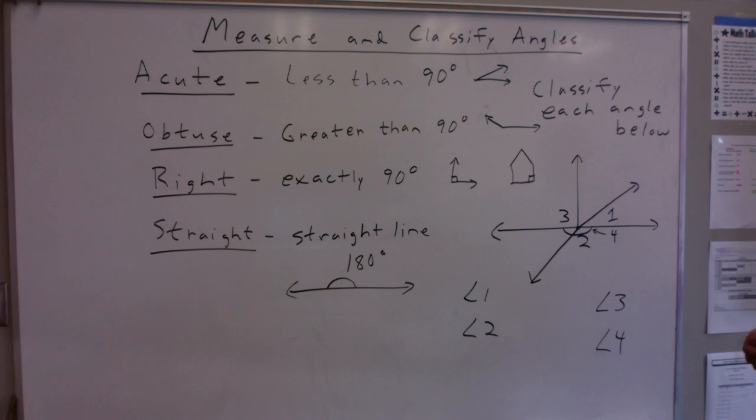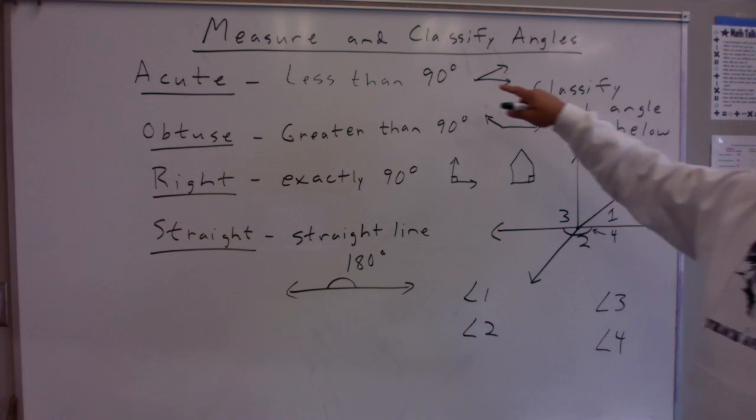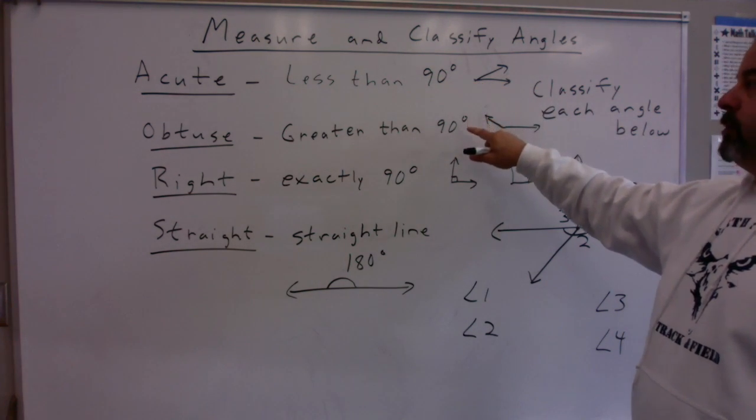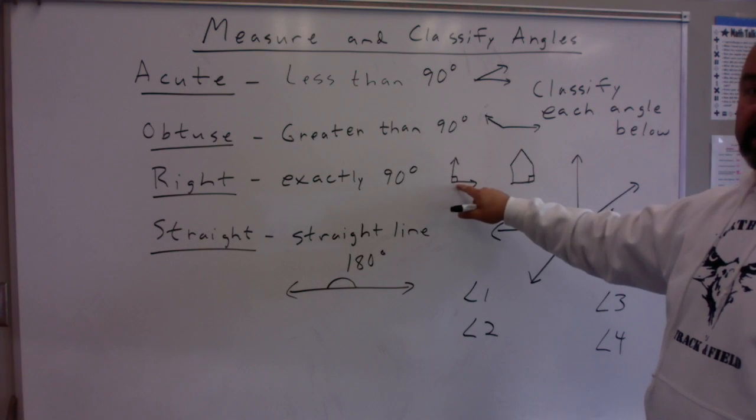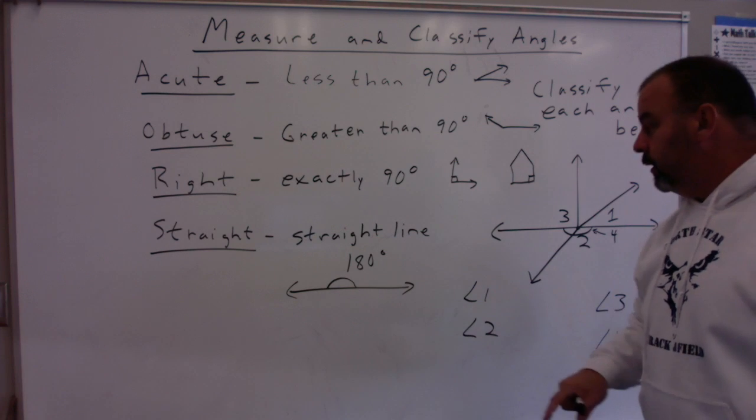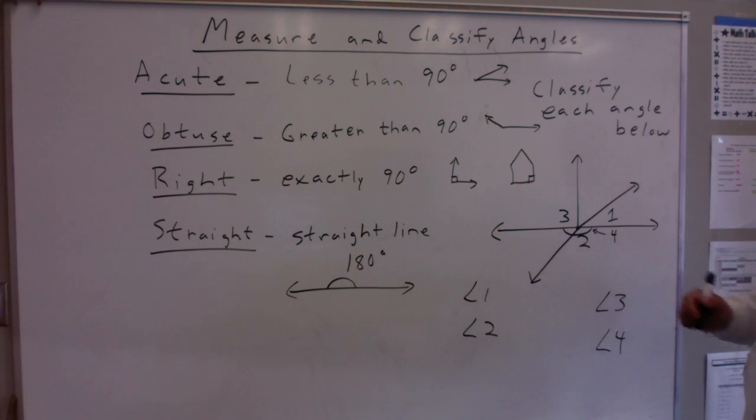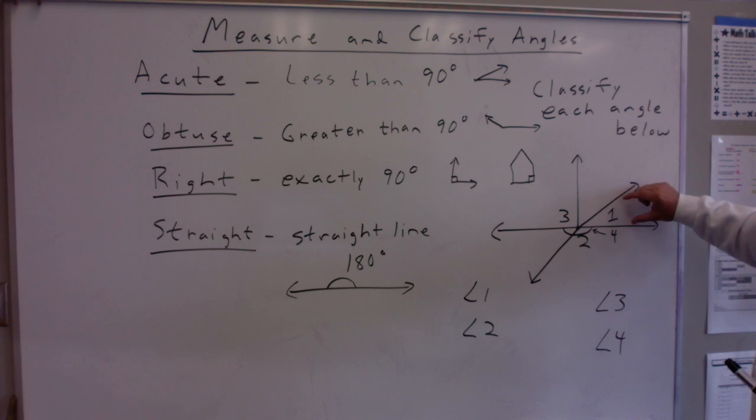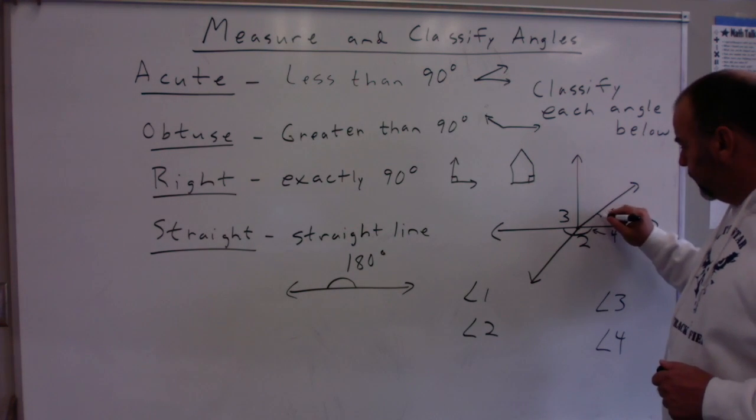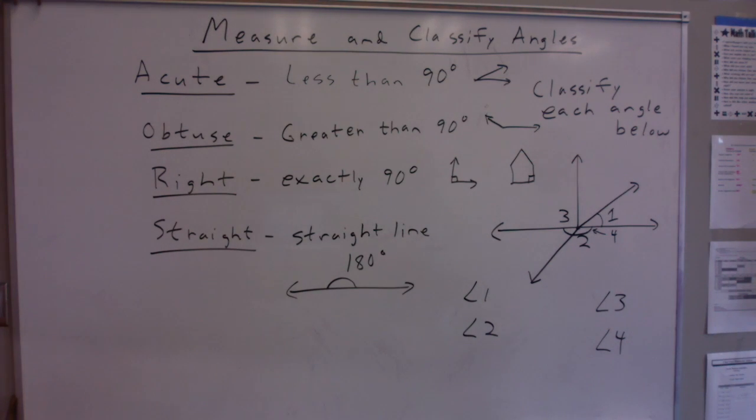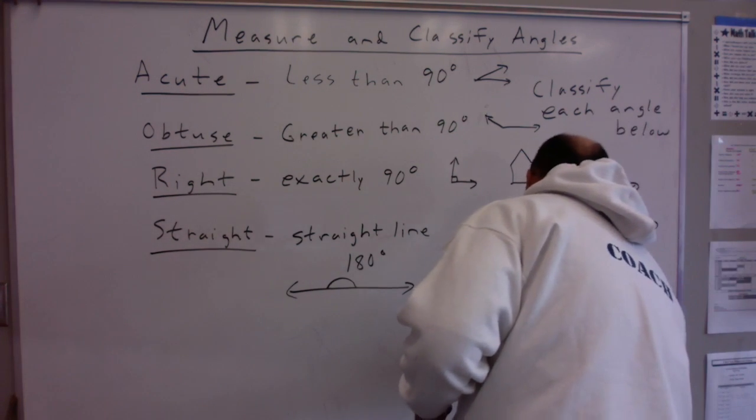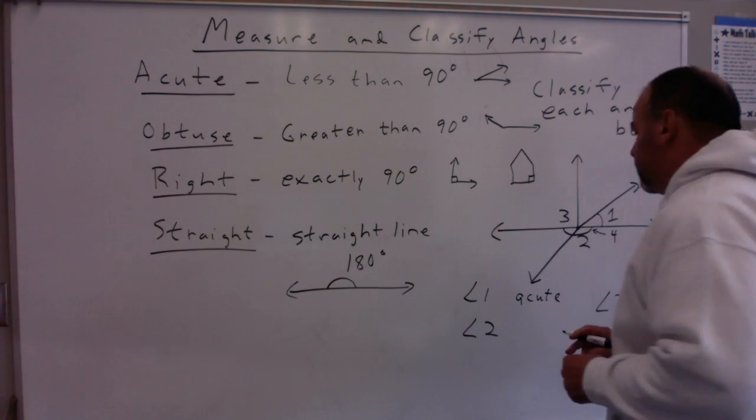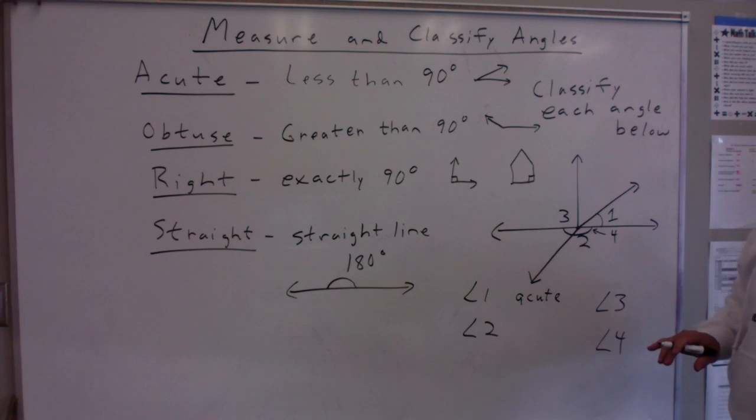Now, I'm going to classify each angle below. All right, so let's look at number one. Is it acute, less than 90, obtuse, greater than 90, right, exactly 90, or straight? Well, when I look at number one here, this looks like it's smaller than 90 degrees. It goes from here to here. So I would say that's less than 90. That would make it an acute angle.